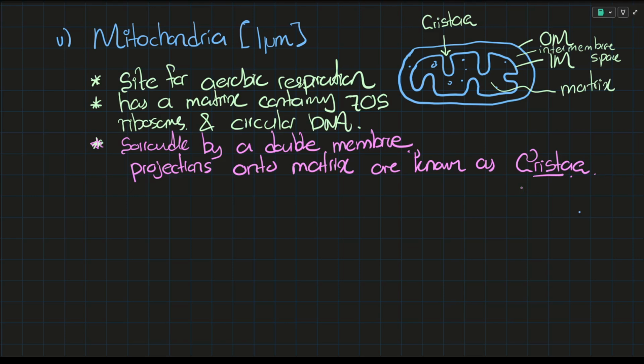Space between the two membranes is known as the intermembranous space, and the final point: energy is released in the form of ATP. Simple. Now, the formation of ATP is a much more complex process.